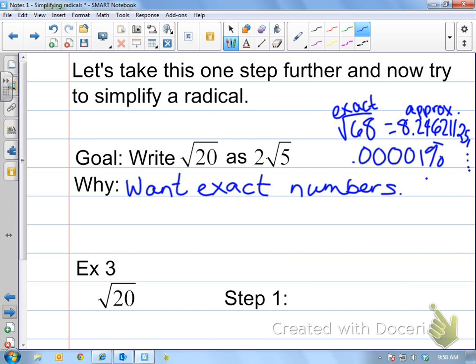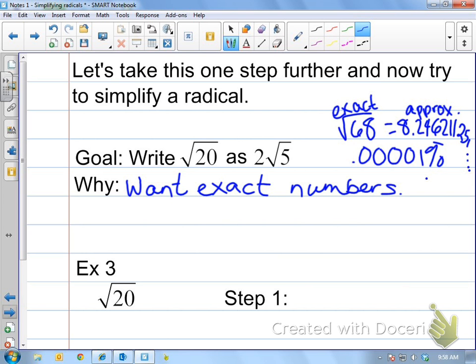We have to keep things exact so that when we actually go apply this to some real life situation, we can keep it as exact as possible until the end, when then you have to kind of round and take just a piece of the number. Okay. So that's our first goal. But square root of 20 is exact. Why do we need to take it to 2 square root 5?